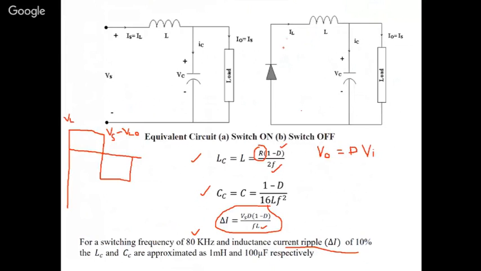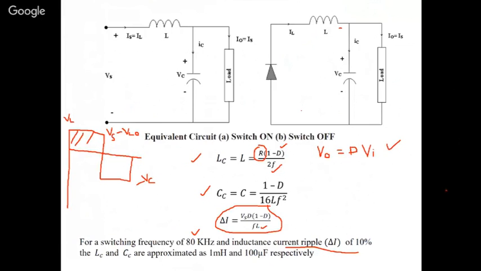When it is off, it freewheels through the diode. This is the off condition. What will be this voltage? This is plus and this is minus, so VL minus Vc is equal to 0, so VL is equal to minus Vc. Now this is the energy stored by the inductor during this period, and this is the energy released. Energy stored is equal to energy released. Just write the equation and solve it, and you will get the output voltage is equal to D times Vi in case of a buck converter.